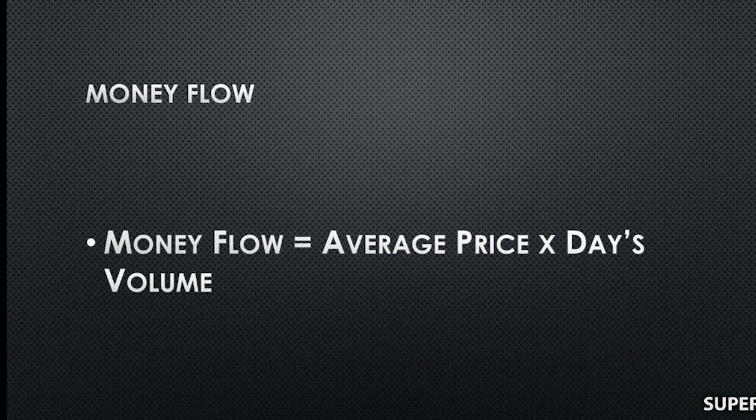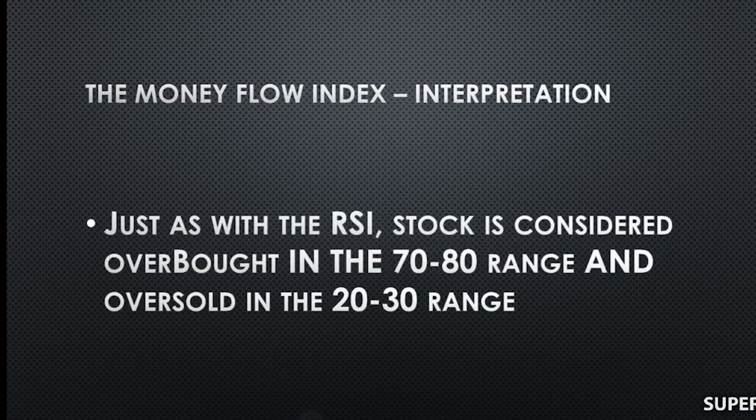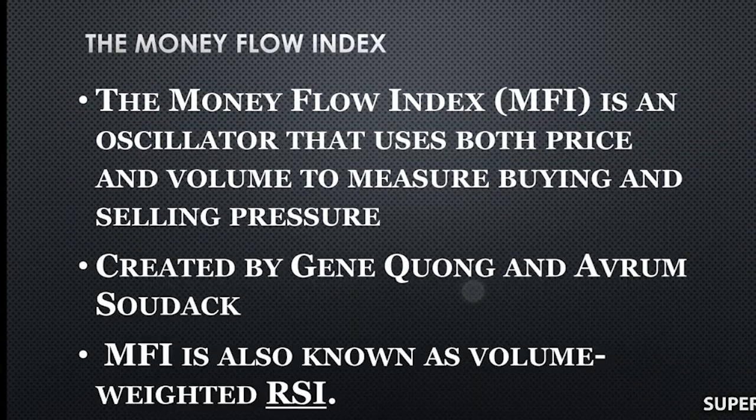The money flow is considered positive money flow when the price goes up. If the price was up on a particular day, this is considered the positive money flow, and if the price closed down, it is considered a negative money flow. Likewise with RSI, a stock is considered overbought in the 70 to 80 range and oversold in the 20 to 30 range. Okay, and here you can see an example of the money flow index.